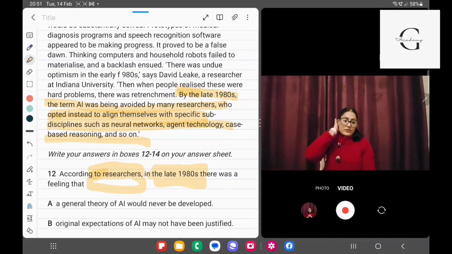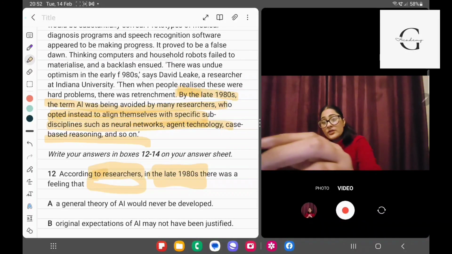Yeah. So by the late 1980s, the term AI was being avoided by many researchers. Yeah, so they are saying AI was being avoided by many researchers who opted instead to align themselves with specific subdisciplines such as neural networks. So basically, in simple language, they were avoiding AI and they moved to some other technology. Yeah. So now match the options.